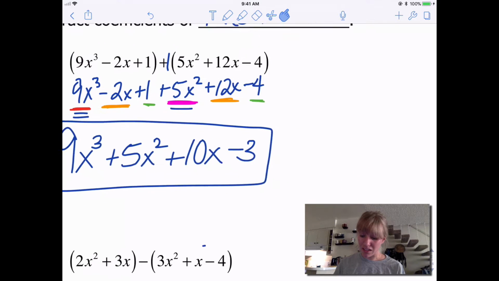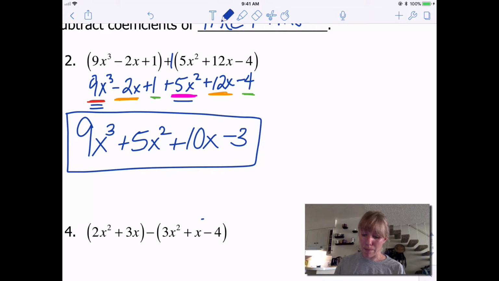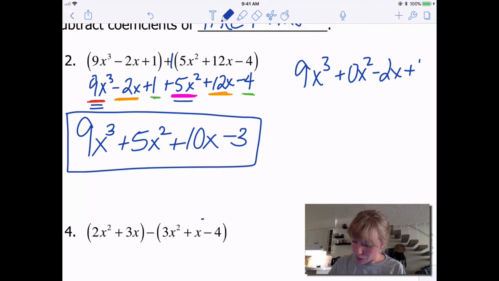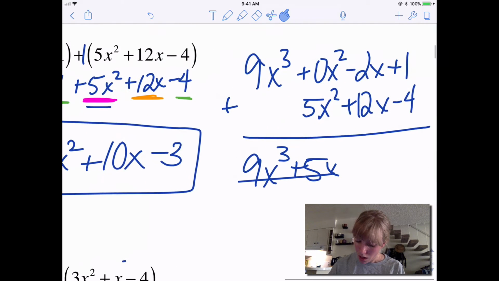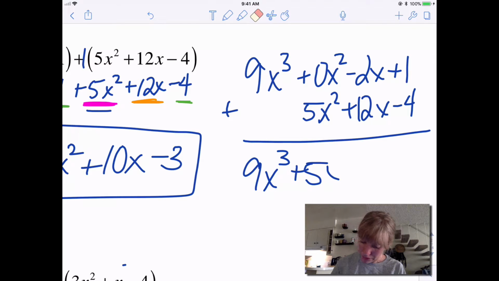Otherwise, you can rewrite this. I could have rewritten and lined up my 9x cubed. I'll leave a space for my 0x squareds, negative 2x plus 1 plus 5x squared. Again, I'm going to line it up with its like term, plus 12x minus 4. And then I could do what I did in the last one, 9x cubed plus 5x squared. Excuse me there, my iPad went crazy. 5x squared plus 10x minus 3. So you'll get the same answer either way.